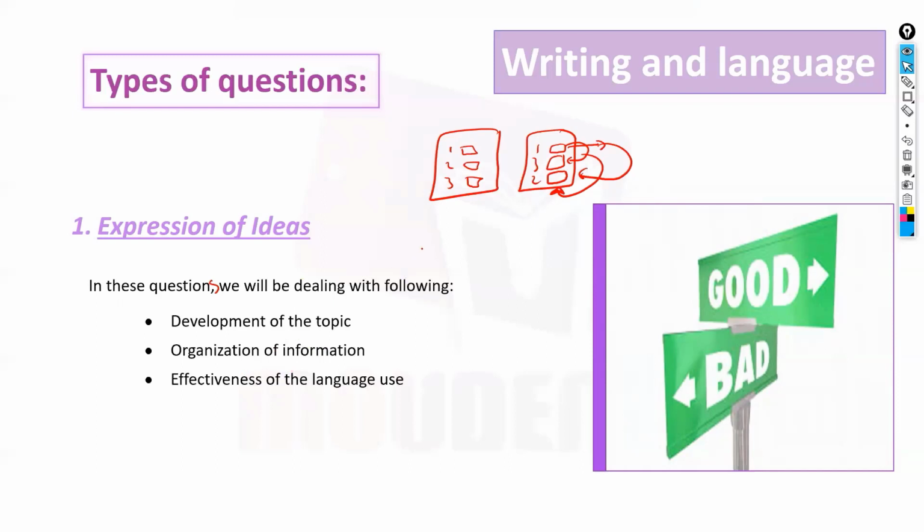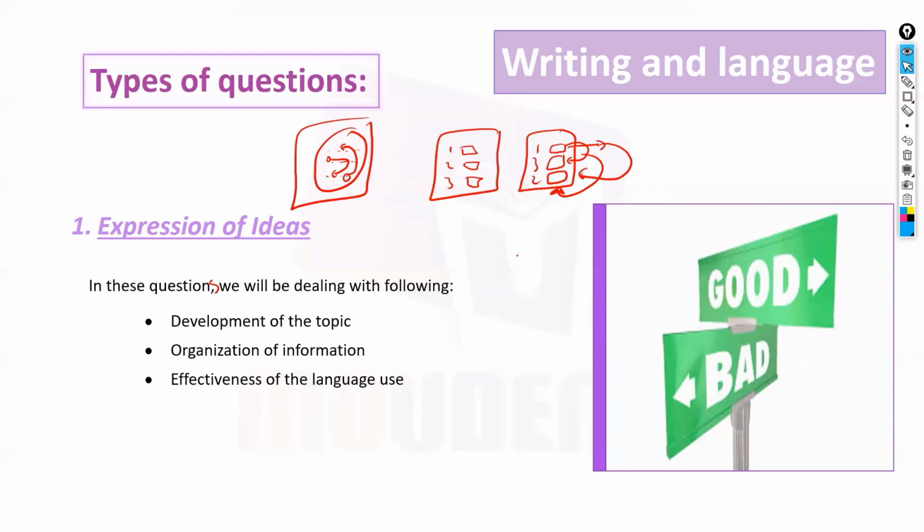And the organization of information. Is the information organized? Sometimes the sentences inside a paragraph are not organized. For example, this sentence is here, this sentence is here. It looks like a map. You see a lot of sentences, and they are a bit disordered. You have to just organize them. This is the organization of information.